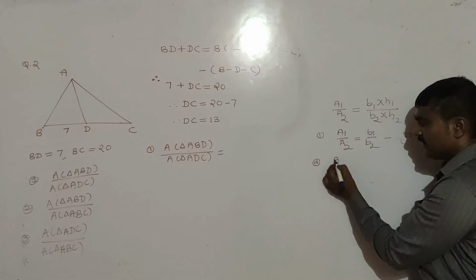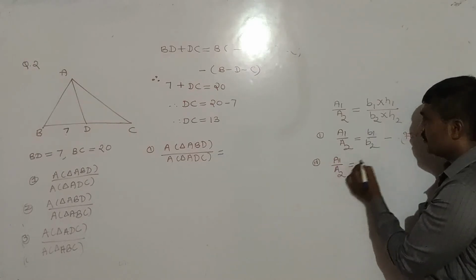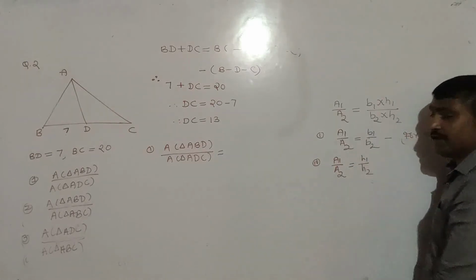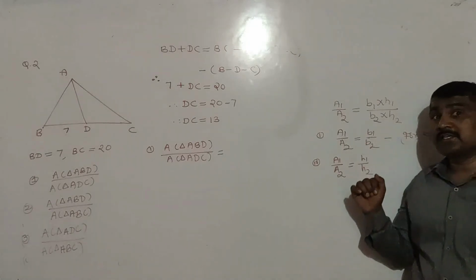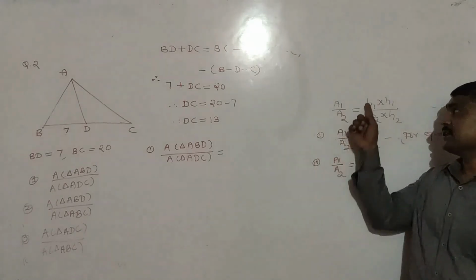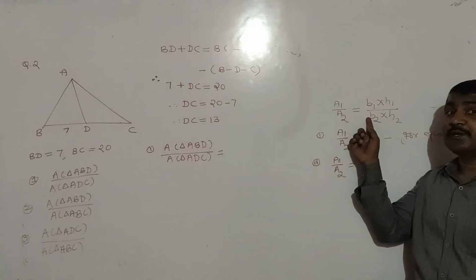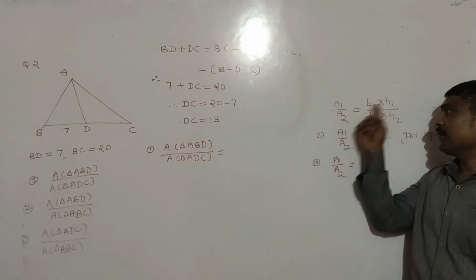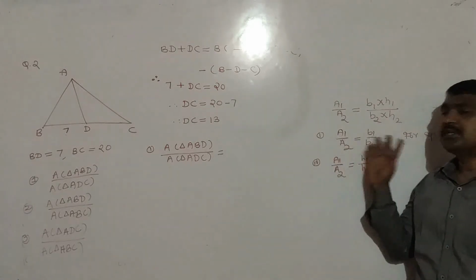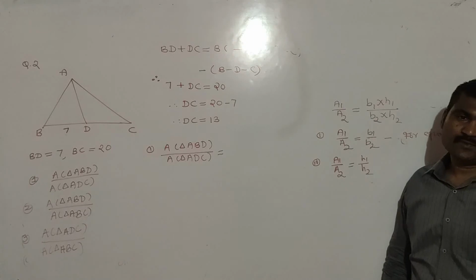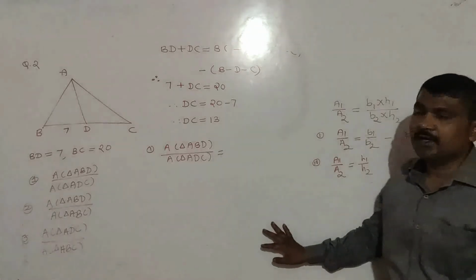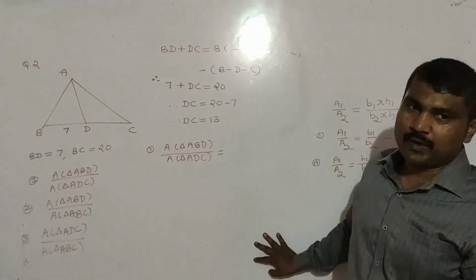Second case, A1 upon A2 is equal to H1 upon H2. When can we write this? When two triangles have the same base. If the bases are the same, that means B1 cancels with B2. So what is left? A1 upon A2 equal to H1 upon H2. So these are the two important cases. We have covered this topic in exercise number 1.